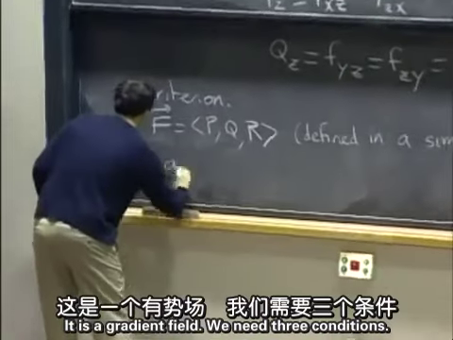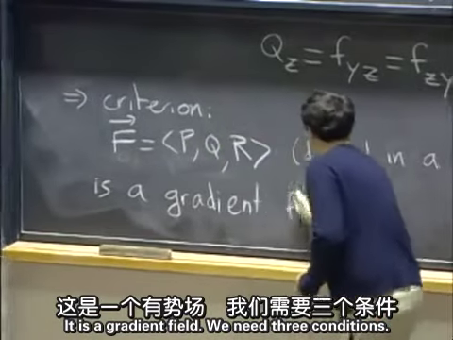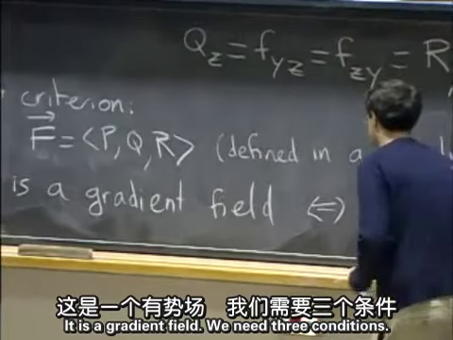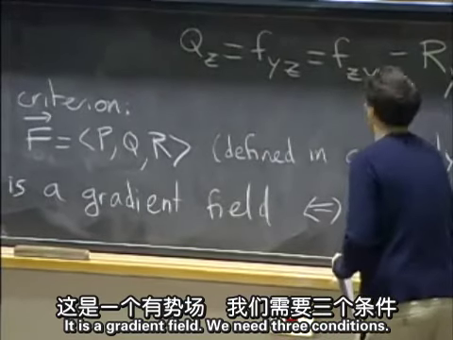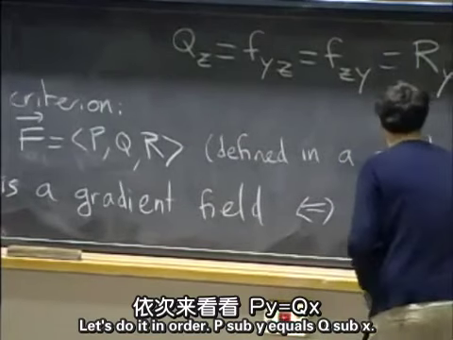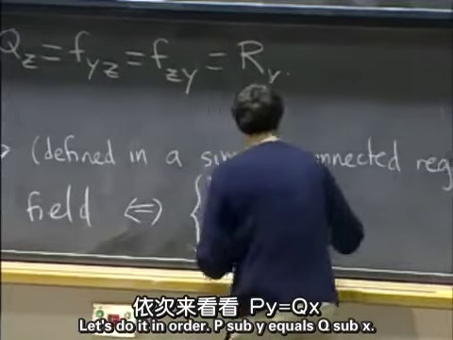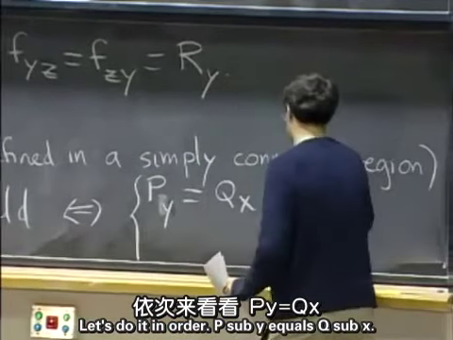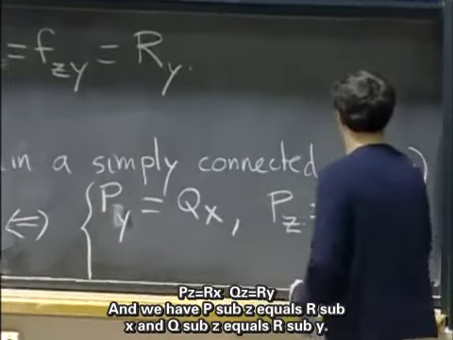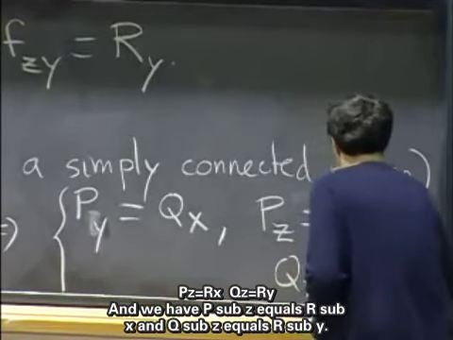Is a gradient field exactly when, so we need three conditions. We need P sub z, well, let's do it in order. Let's say P sub y equals Q sub x, and we have P sub z equals R sub x, and Q sub z equals R sub y.